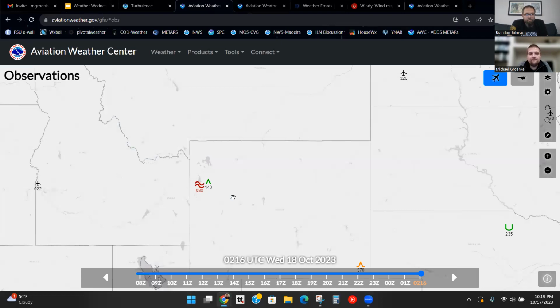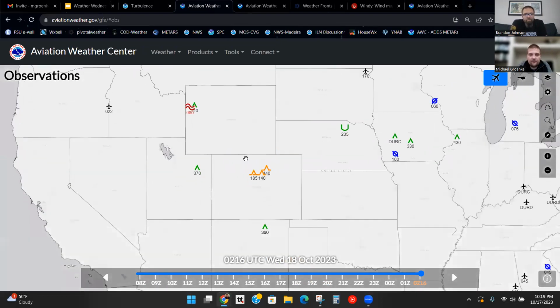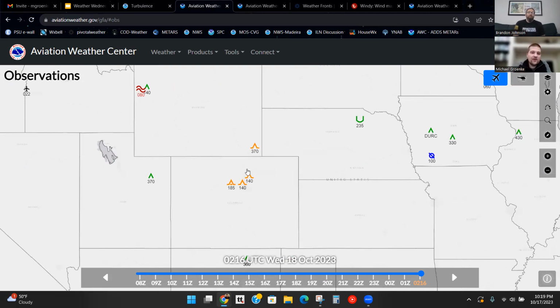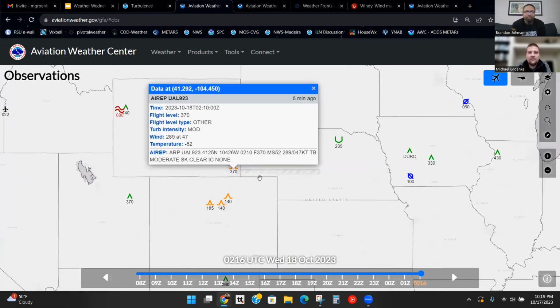Yep. Agreed. And then props to Brandon, the only place where there's a cluster of moderate turbulence reports is where you pointed out the wind shear, and again, not uncommon with being near the Rocky Mountains and everything. Sure. Here's someone reporting moderate turbulence at 37,000 feet. Sky clear too. Yeah, sky clear. So that's clear air turbulence. And it looks like they reported their call sign. If someone wants to look up what United Airlines 923 is. Yeah, United Airlines. Whatever aircraft type that is.